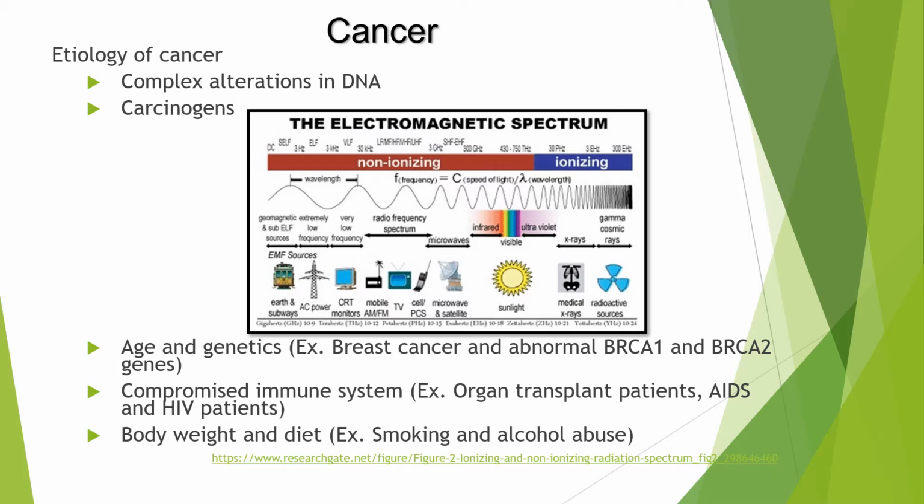The etiology, or cause, of cancer is quite broad. It is involved with highly complex alterations in a cell's DNA. This image here depicts several environmental exposure causes we have linked to being carcinogenic or cancer-causing. The scale here used goes from non-ionizing to ionizing frequencies. You do not need to know what causes those frequencies. It's just here for a visual tool. So other causes of cancer are associated with a person's age or genetics. For example, breast cancer and abnormal BRCA1 and BRCA2 genes have been linked genetically. A person's compromised immune system also puts a patient at risk for cancer. That includes someone who has received an organ transplant, has AIDS or HIV.